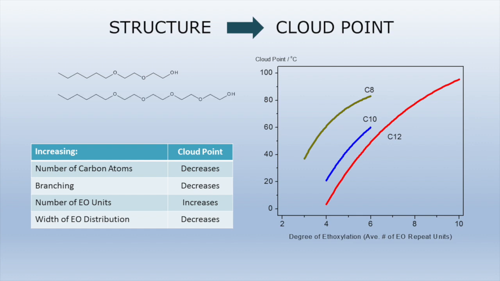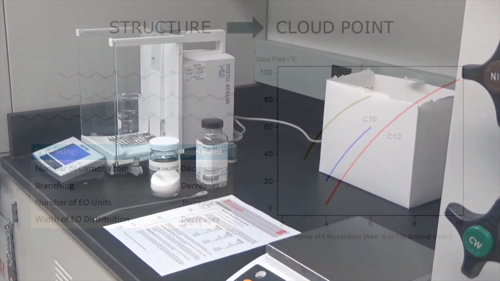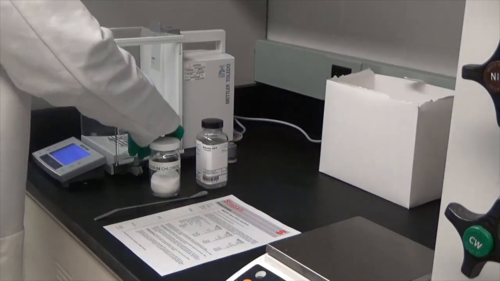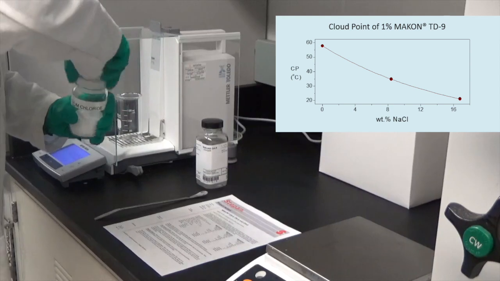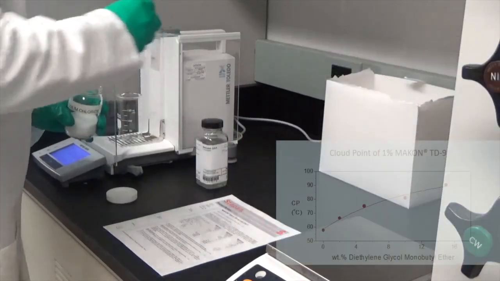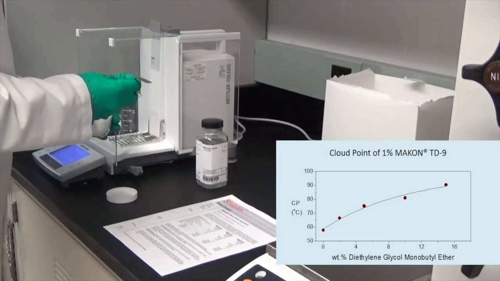Cloud point increases with degree of ethoxylation, decreases as hydrophobe chains lengthen, and is influenced by hydrophobe structure in predictable ways. Cloud point is strongly affected by the addition of other surfactants and ingredients. Sodium chloride, for example, typically reduces cloud point temperature, whereas the presence of glycol-based solvent will usually increase it.